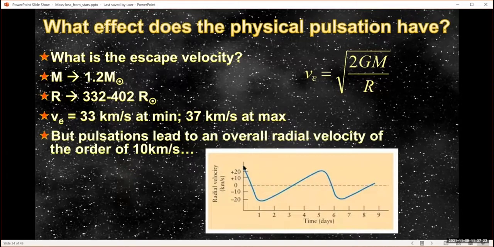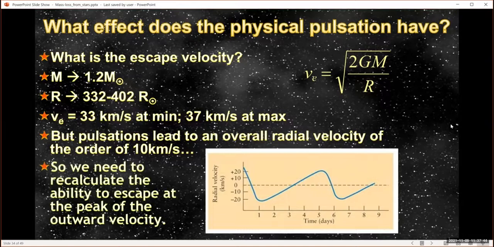But now let's consider these pulsations. When it is largest, it is moving outwards. The material is moving outwards the fastest. And when it is smallest, it is moving inward the fastest. And so what we have is something that is adding to or subtracting from the thermal velocity. And so we need to recalculate. It's not just that we have an escape velocity of about 35 kilometers per second. At maximum light and minimum light, it's going to be affected by this pulsation.